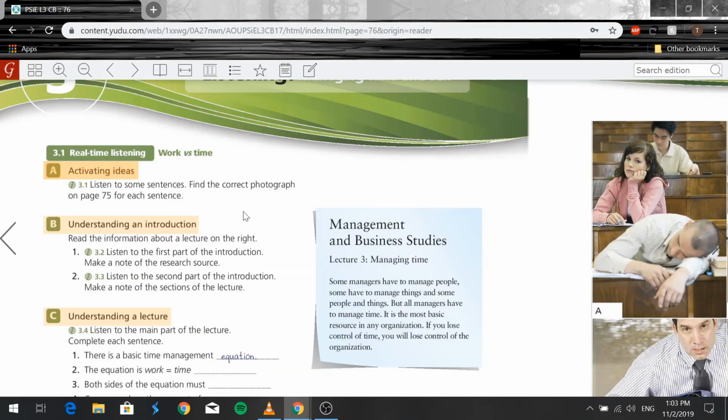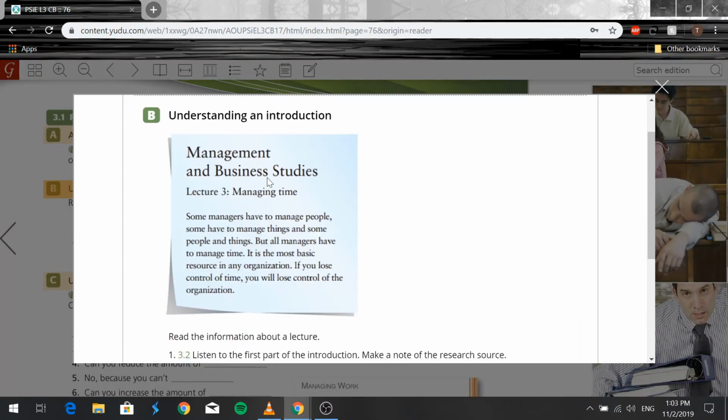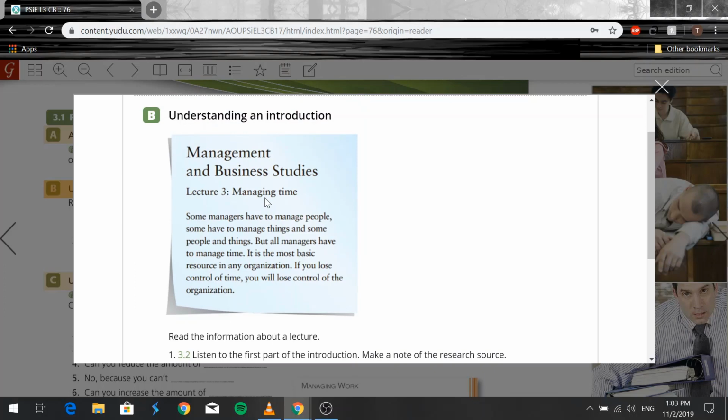Now let's move on. Here we have Understanding an Introduction, exercise B. Let me open this. Here we have management and business studies. We're going to be reading some information about a lecture. So we have lecture 3, managing time. Some managers have to manage people. Some have to manage things, and some people and things. But all managers have to manage time. It is the most basic resource in any organization. If you lose control of time, you will lose control of the organization.